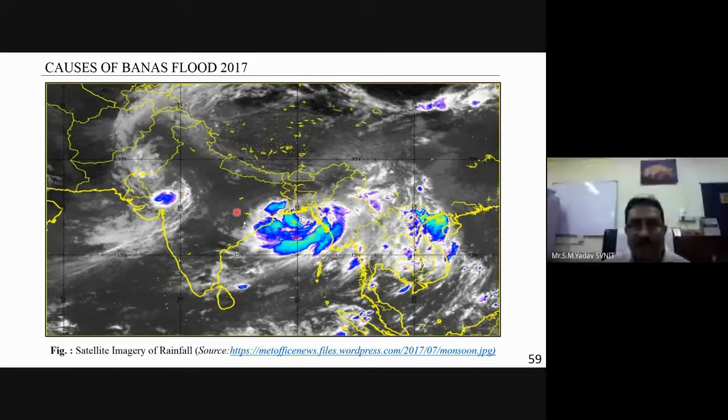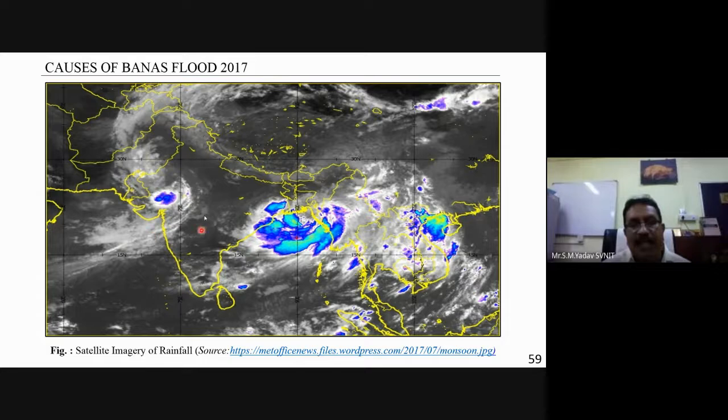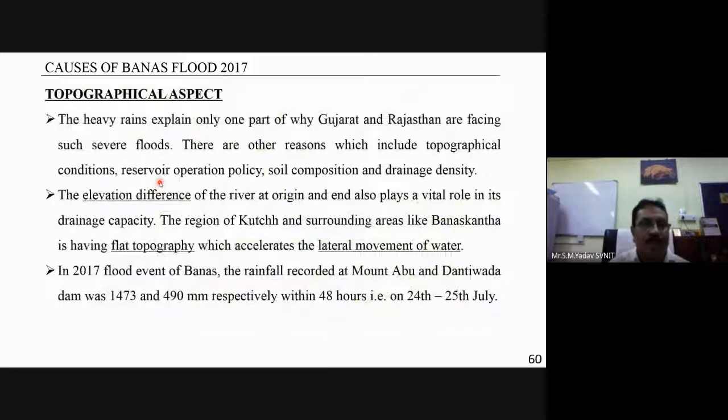So one system we are talking about is from this side, and it has already arrived. So these two systems gathered together, which has resulted in extreme rainfall over the area. So this is the reason why we have received so much rainfall in this region in 2 days, right?